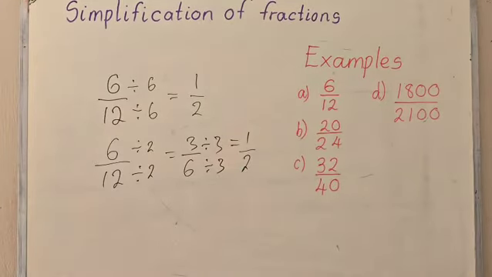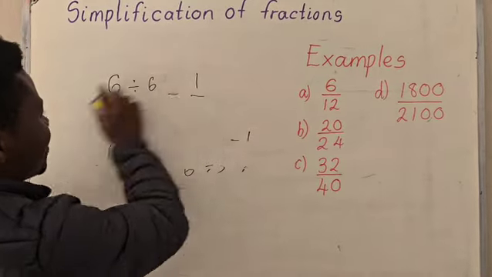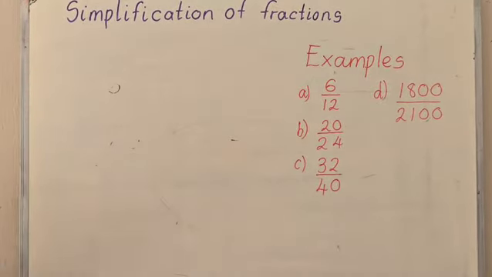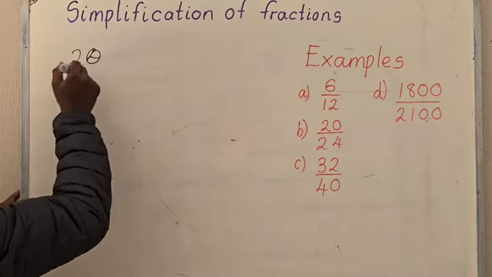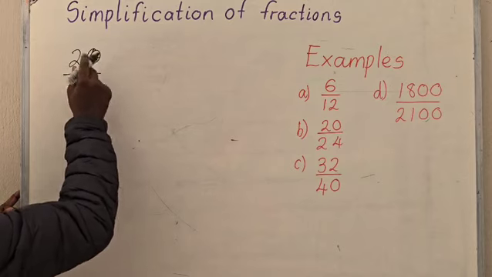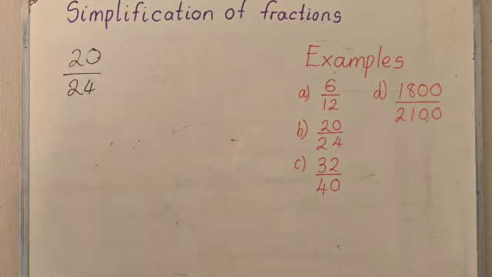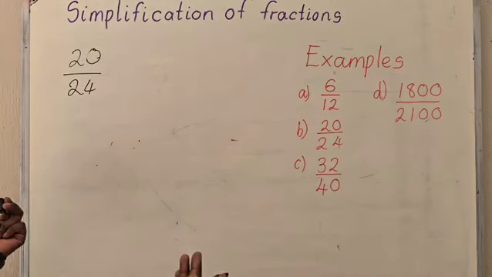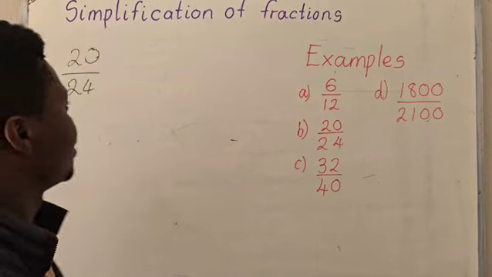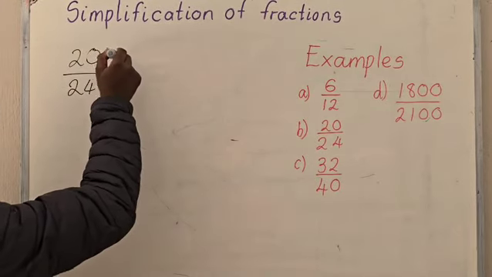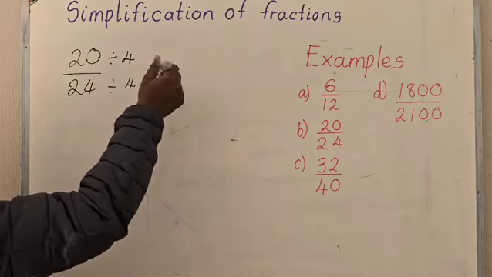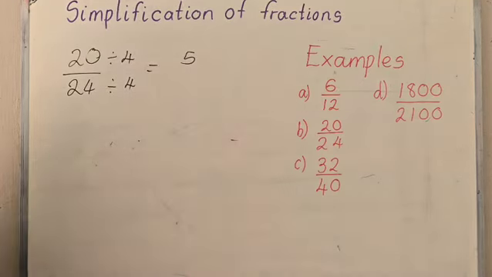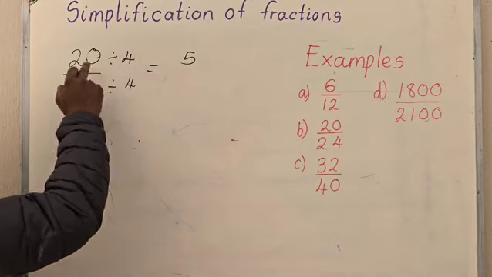Let's try another example that we have here. So the next example says 20 over 24. So the highest common factor, if you know it, you would try to think. Let's say the highest common factor you already know is 4. So we have to divide both the numerator and the denominator by 4, which is 20 divided by 4, that's 5. If you don't know how, count in 4s until you get to 20.